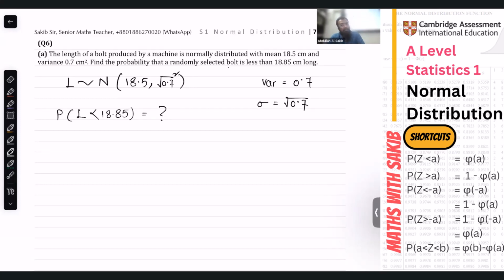Clear? So if I draw a normal distribution curve, so our mean is 18. And we need to find the area less than 18.85. So 18.85 will be here, isn't it? This will be 18.85. Oh, sorry, I made a mistake. So this our mean is 18.5, sorry. 18.5. So now we need to find the area less than 18.85. So that means this much.